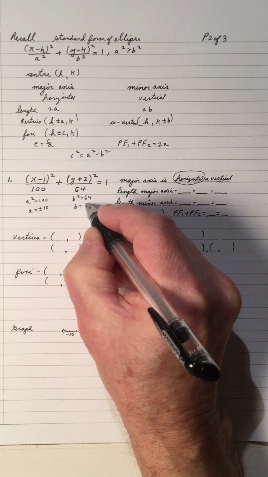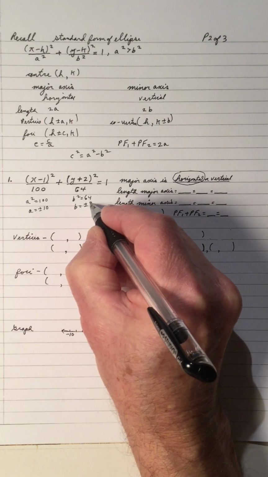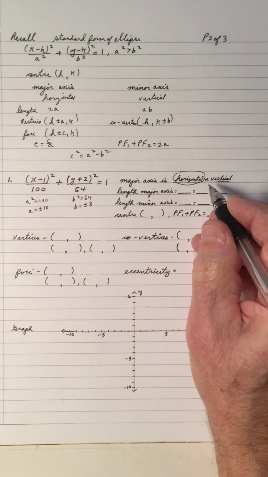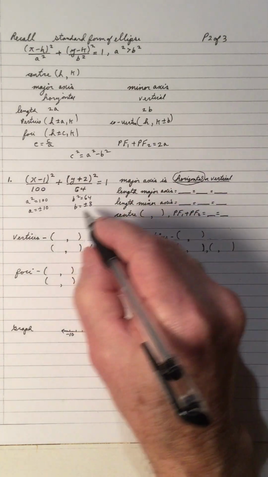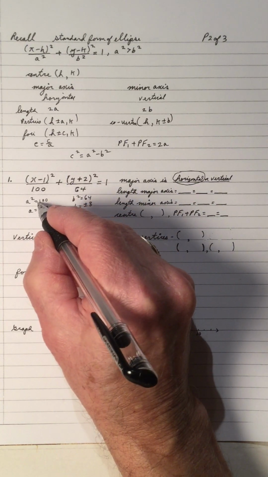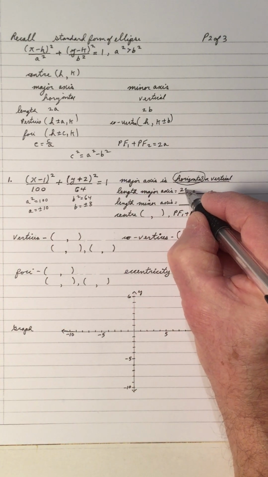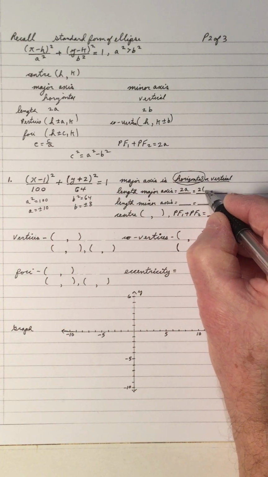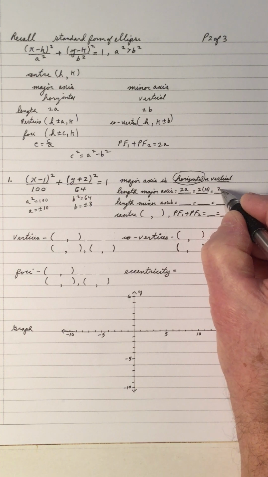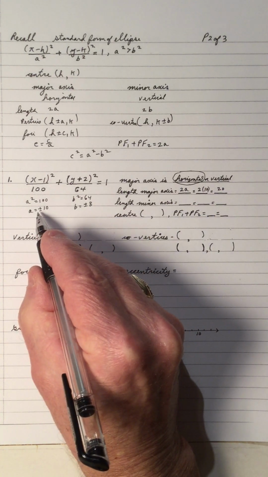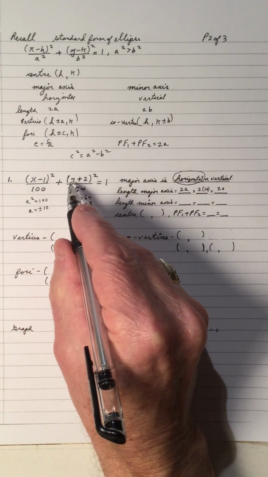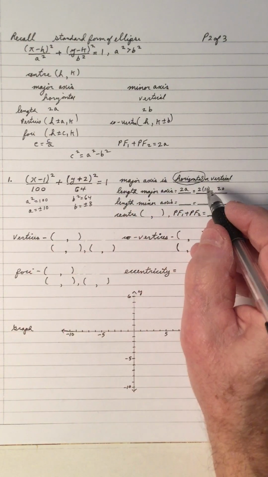So b is the square root of 64, which is plus or minus 8. So the major axis is, again, this is the major, which involves the a, so the major axis is twice a, which is twice 10. So the length of the major is 20. So from the center, you're going 10 to the right and 10 to the left, so it makes it 20.